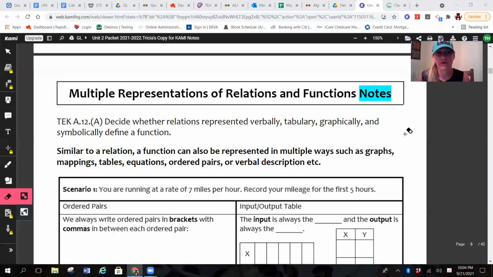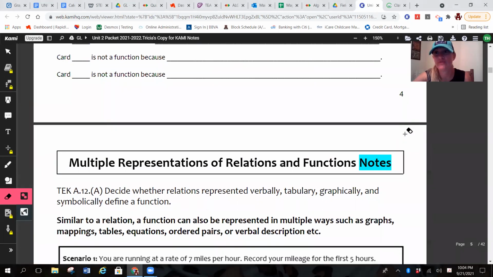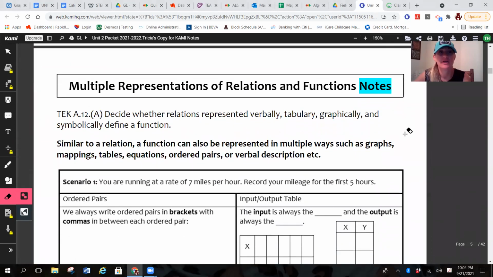All right, we are on page 5 in our packet. This is multiple representations of relations and functions. So remember, multiple means many representations of relations and functions. So these are all the ways that we can see relations and functions in math. So our TEK is still A12A like it was the other day.